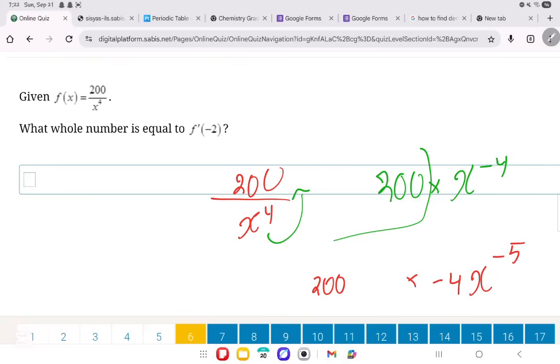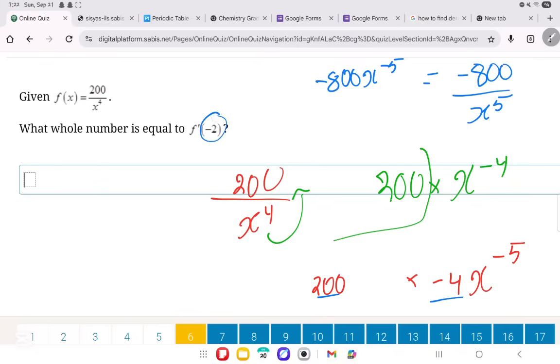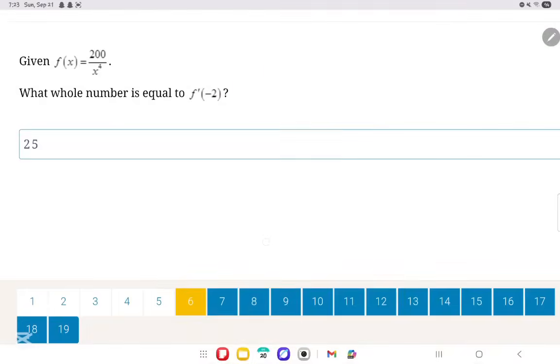So now what do we do? We solve. It will now become 200 times minus 4, which is minus 800x to the power of minus 5. Bring it down, so minus 800 over x to the power of 5. Perfect. Now, you will substitute minus 2 in this equation over here. So minus 800 over minus 2 to the power of what? To the power of 5. You will get an answer of 25.